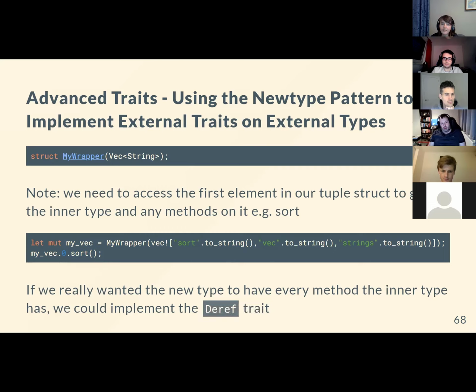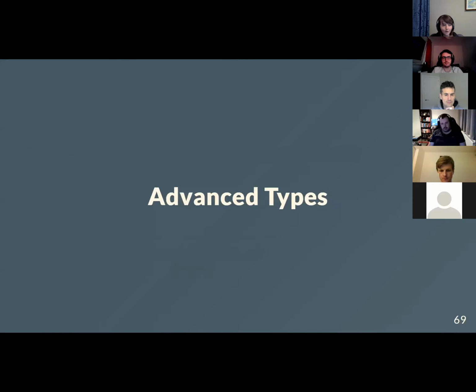If you really wanted the new type that you created to have all of the methods of the inner type without having to do this .0 every time, then you could actually implement the Deref trait, which we saw in an earlier chapter, and you can implement that on your own custom type. And that way it would implicitly do that resolution for you so that you could call sort on your object of MyWrapper type, and it would be able to access the vector method for sort, and it would just do the job for you. Whew, that's the end of advanced traits.